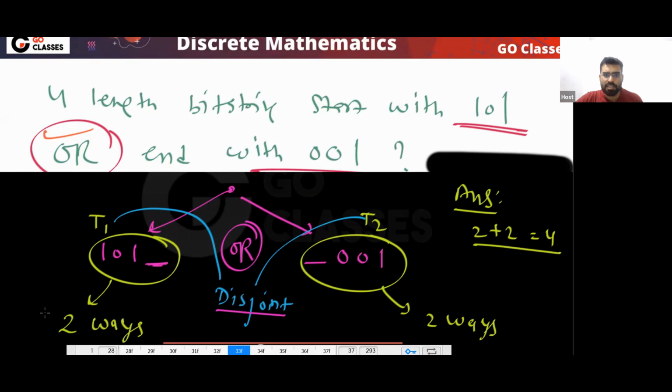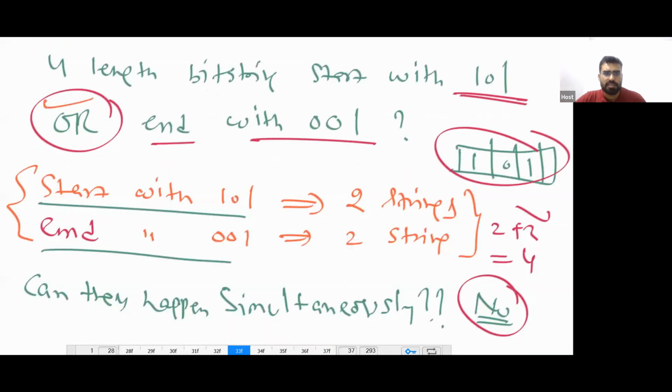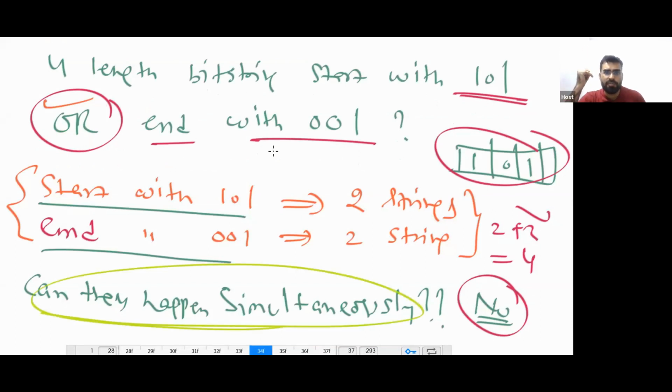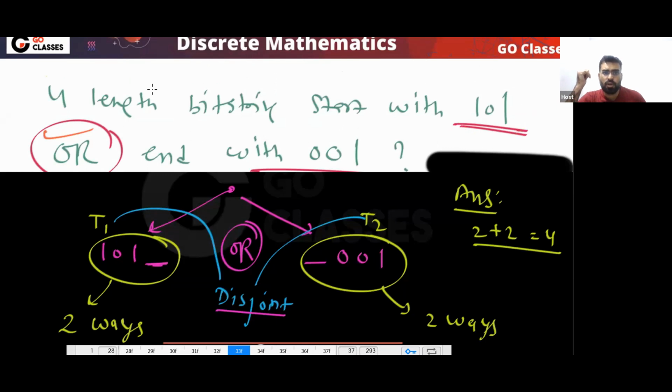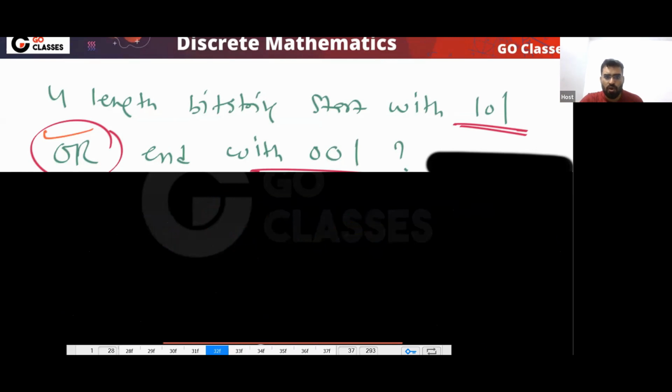Remember, can these two things happen together? Starting with 101 and ending with 001, can they happen together for a 4 length bit string? For a 4 length bit string, these two things can never happen together. Can they happen together for a 6 length bit string? The same question, if I ask you for a 6 length bit string, what will be the answer?